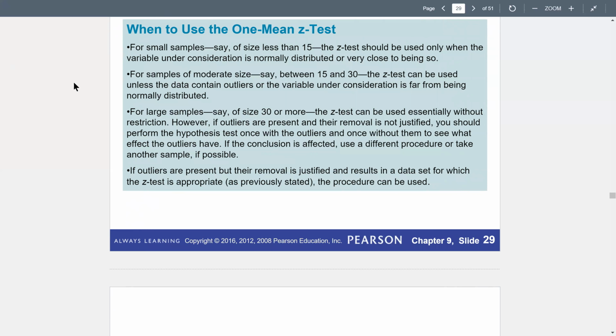However, if outliers are present and removal is not justified, we should perform the hypothesis test with the outliers and without them, once with and once without, to see the effect. If the conclusion is affected, then use a different procedure. So this is about some details when you have or do not have an outlier.